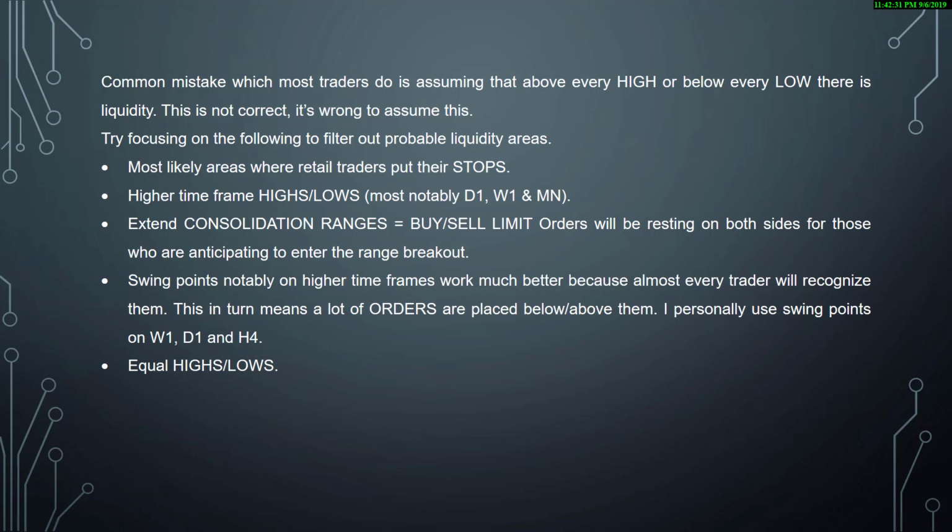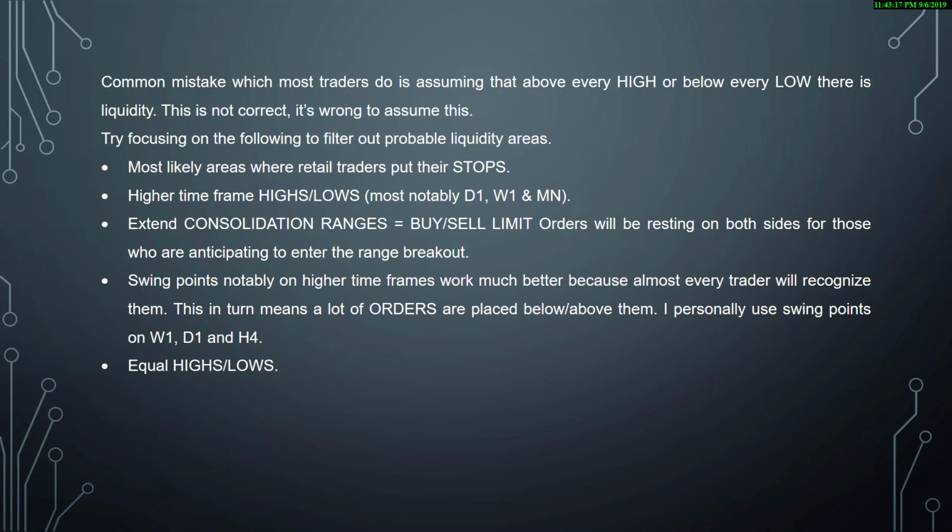Now, you need to try and focus on the following to filter out probable liquidity areas. Most likely areas where retail traders put their stops: support and resistance, above a support, above a resistance. Avoid those areas. Higher time frame highs and lows, most notably D1, weekly and monthly. You see those highs, those are the ones you need to wait for price to close first before you can take any action. Extended consolidation ranges: buy or sell limit orders will be resting on both sides for those who are anticipating to enter the range breakout.